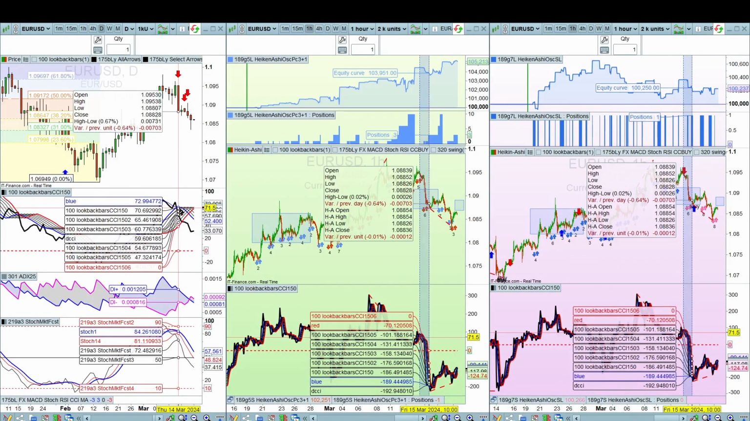So seeing that there, on the average down approach it generated $3,951, and on a stop loss approach it generated $250.